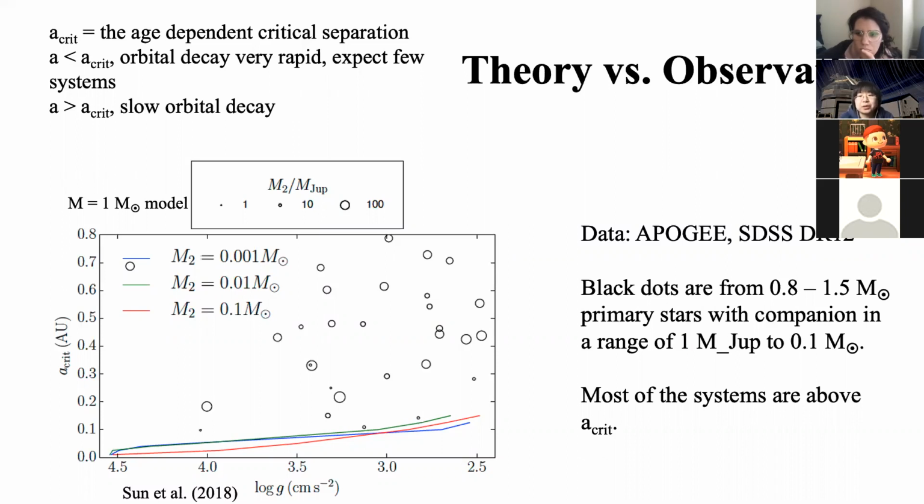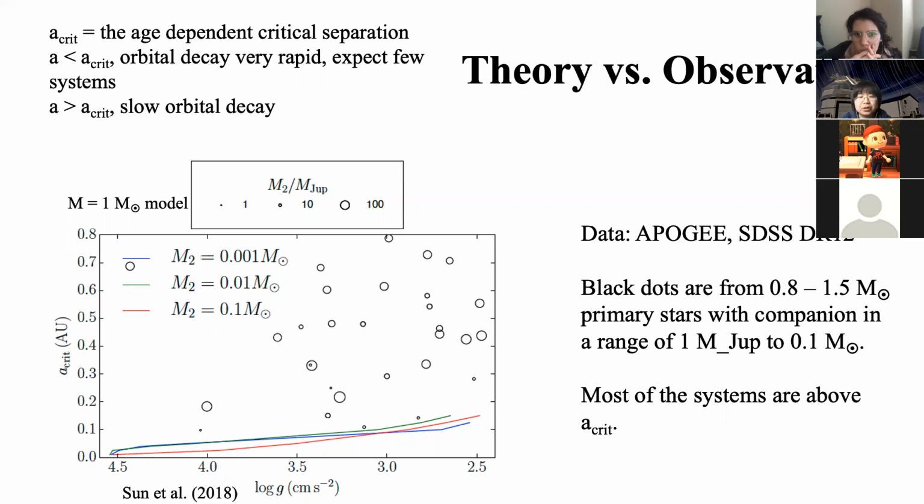We also shouldn't expect many systems smaller than a_crit, because the time scale of the orbital shrinking is way smaller than the age of the system. The plot gives numerically calculated a_crit lines for three companion masses, varying from 1 to 10 Jupiter masses up to 0.1 solar mass.